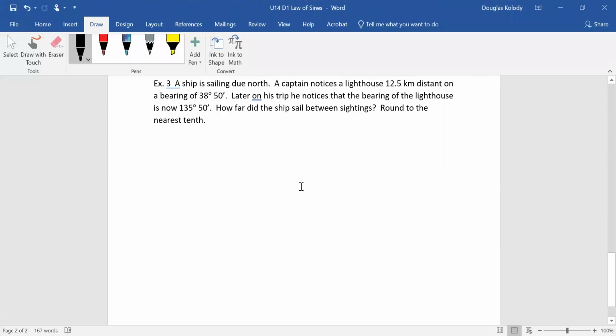Last but not least, example 3, a word problem, an application problem. Oh no, not a big deal. A ship is sailing due north. Captain notices a lighthouse 12.5 kilometers distant on a bearing of 38 degrees 50 minutes. Later on his trip, he notices the bearing of the lighthouse is now 135 degrees 50 minutes. How far did the ship sail between sightings? We're going to round our answer to the nearest tenth.